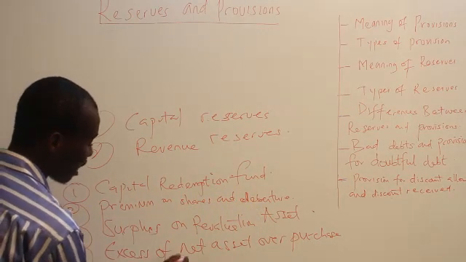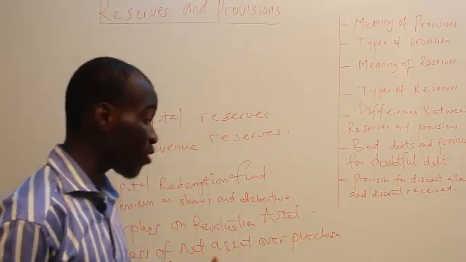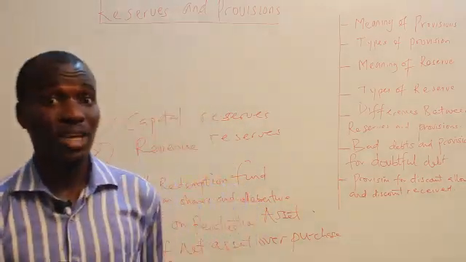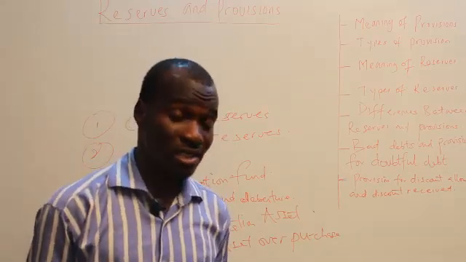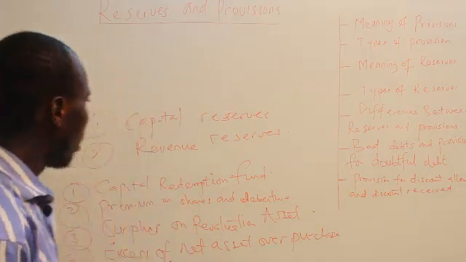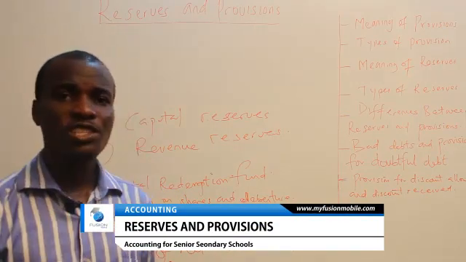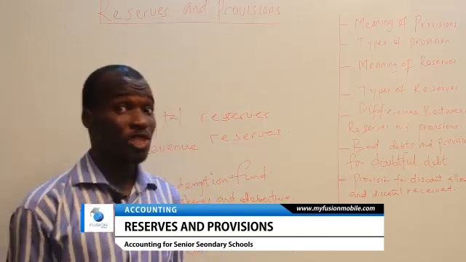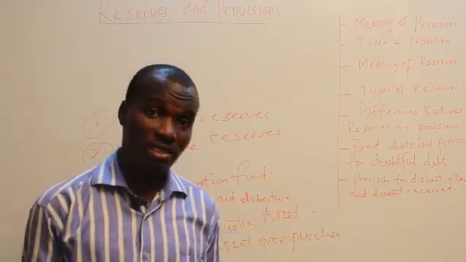This last type of reserve, which is excess of net assets over purchase consideration, can only arise when the business is to be acquired by another firm or when the business is to be sold. So capital reserve is going to arise when there is excess of net assets over purchase consideration. Okay, now let's go to the revenue reserves. Revenue reserve is the opposite of capital reserve. This category of reserve is available to the shareholders as distribution of dividends.